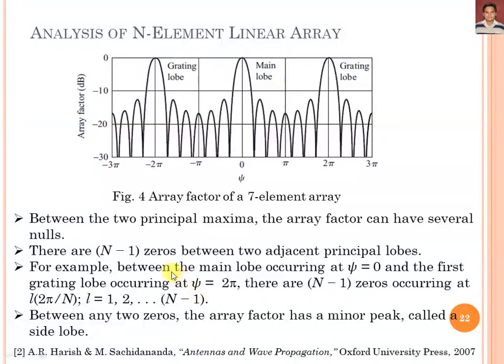So we can say that the nulls exist between the two maxima, I mean the main lobe and the grating lobe. There are N minus 1 nulls between any two maxima. The array factor has minor peaks, and they are called side lobes. These are the side lobes of an array element. So here you can see some basic concepts of principal lobes, grating lobes, maxima, minima and side lobes.